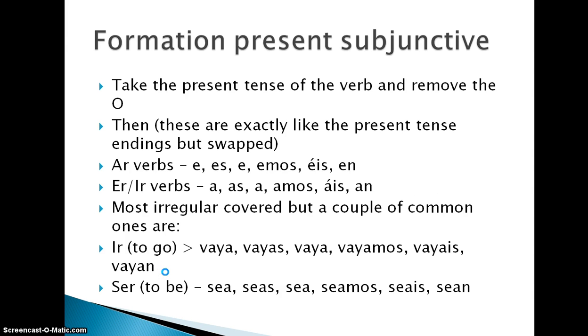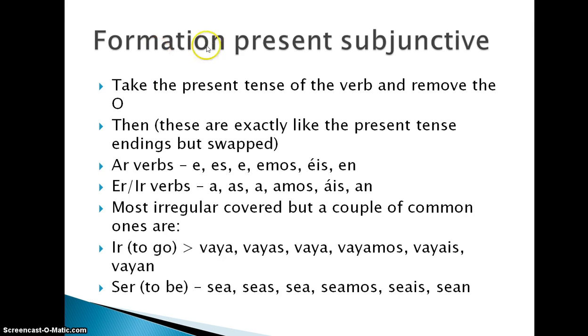So there are tenses of the subjunctive. This is the present subjunctive. If you want to have a look at the imperfect subjunctive, have a look at that video. So it's fairly easy. We take the present tense of the verb and remove the O. And this gives us most of the irregular ones, really. For example, if you've got tener, it goes to tengo, so you take the O off and you're left with teng, T-E-N-G.